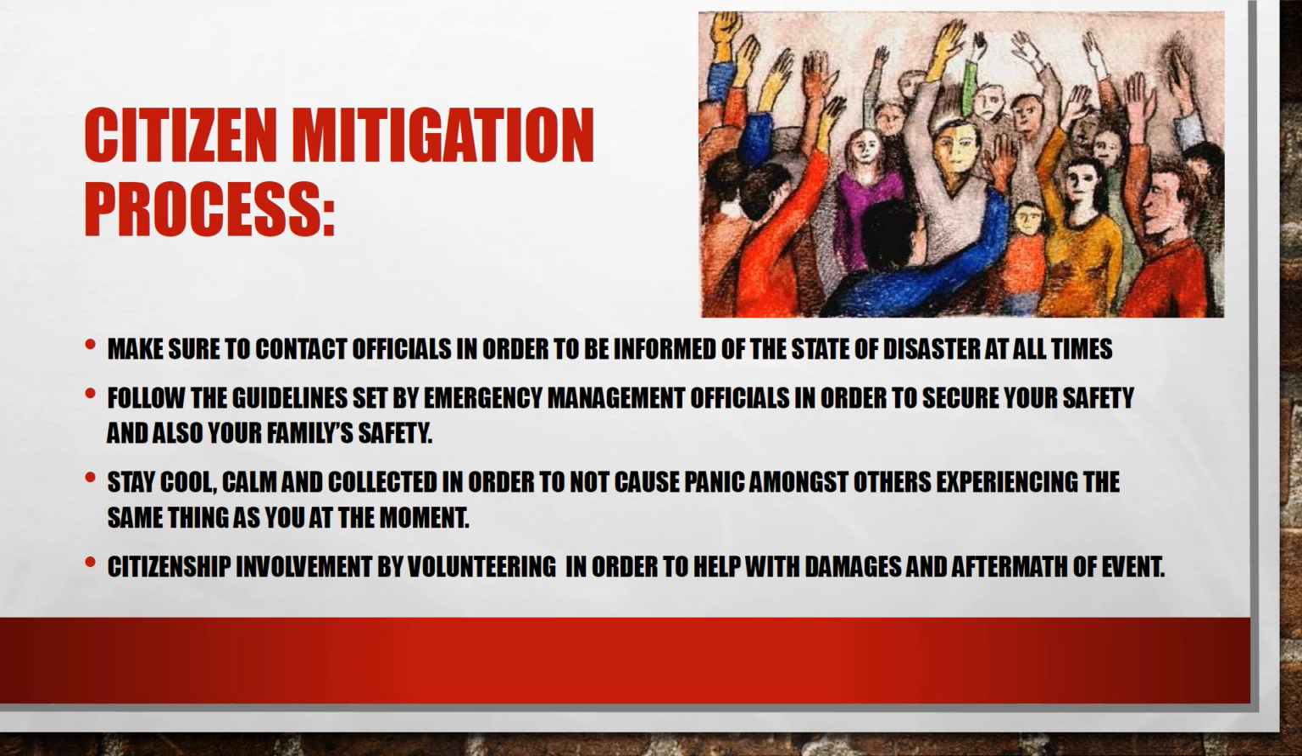So this covers the citizen mitigation process. Citizens can make sure to contact officials in order to be informed of the state of the disaster at all times. Citizens can follow the guidelines set by emergency management officials in order to secure their safety and also their family's safety. Citizens, for the most part, can stay cool, calm, and collected in order to not cause panic amongst others experiencing the same thing as you at the moment. You really don't want to psych other people out. I mean, it doesn't work that way. It's not recommended whatsoever. And citizen involvement by volunteering in order to help with damages and aftermath of the event would also be a good way of recovering from the disaster itself.